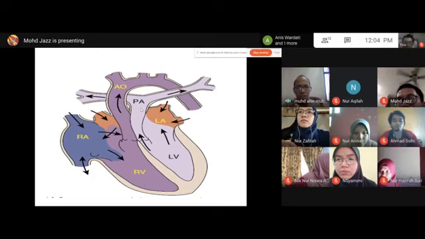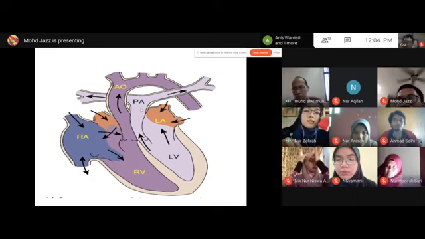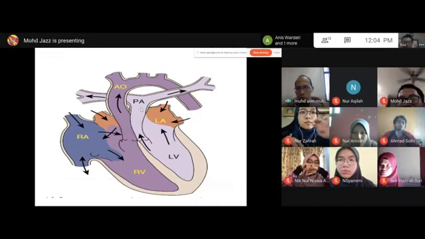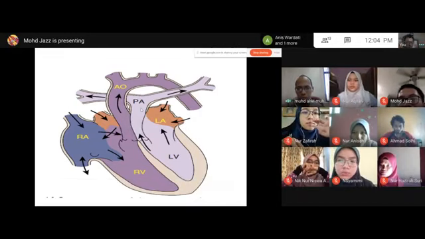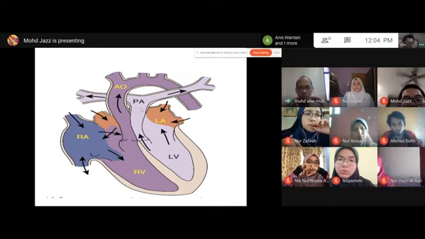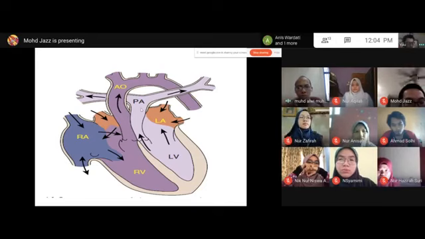the determinants of right or left is based on the function and anatomy of the ventricle. The right ventricle has a weak muscle, and the function is actually just to pump blood to the low pressure pulmonary circulation. Understand? So the right ventricle is weak because its only function is to pump blood to the low pressure pulmonary circulation.